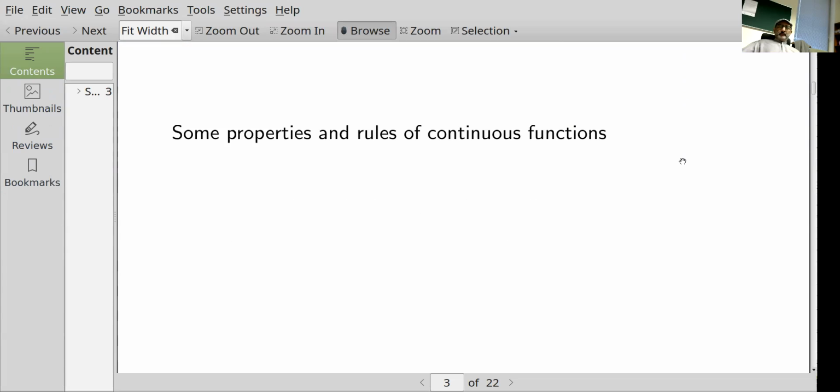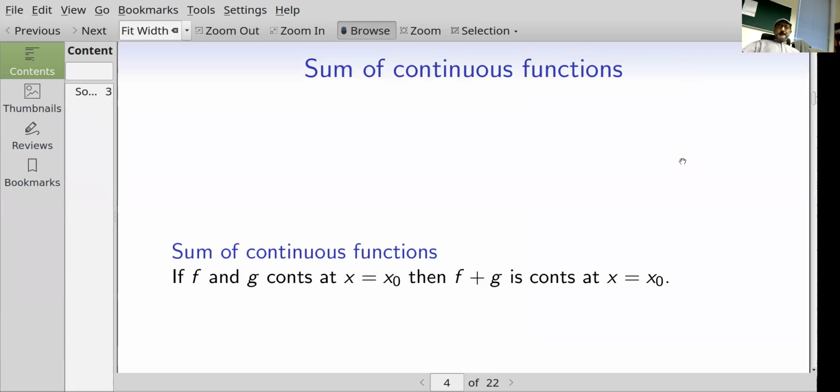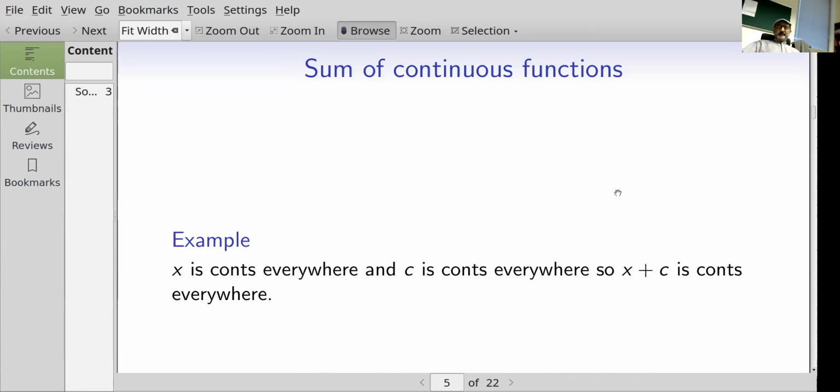So we continue with our discussion of continuous functions with a discussion of some properties and rules for continuous functions. So first rule, sum of continuous functions. If f and g are continuous at x equals x naught, then f plus g is continuous at x equal to x naught. So for example, f is continuous everywhere, and c is continuous everywhere. So the function x plus c is continuous everywhere.